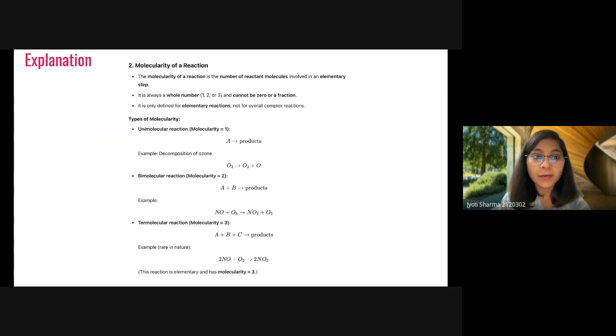Okay, so next is the molecularity of the reaction. Molecularity of the reaction is the number of reactant molecules involved in an elementary step. Just keep in mind, we have complex reactions. In a complex reaction, we have multiple steps by which we complete the reaction, and each step is known as an elementary step or elementary reaction. So molecularity is not just the stoichiometric coefficient. It is the number of reactant molecules we need in an elementary step.